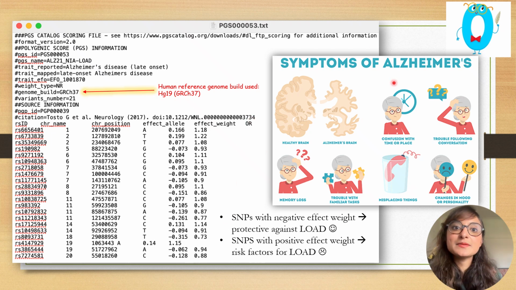So the most famous SNP region for late onset Alzheimer's disease is the APOE gene. The APOE4 allele is the strongest genetic risk factor for late onset Alzheimer's disease.